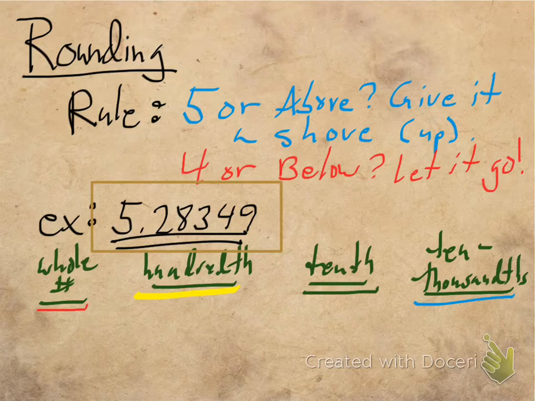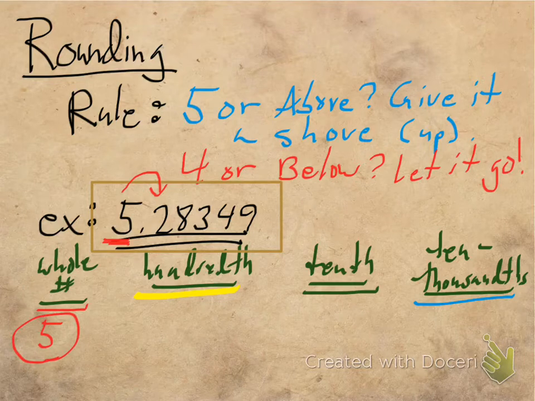All right. If you followed directions, first you rounded to the nearest whole number. So you came up here and 5 is in the whole number place. So you look to the right, and to the right is a 2. And 2 is going to fit the 4 or below, let it go. So I just write down 5. Everything from the decimal point on gets chopped off. Notice I don't even put the decimal point down. My answer is 5. Okay.